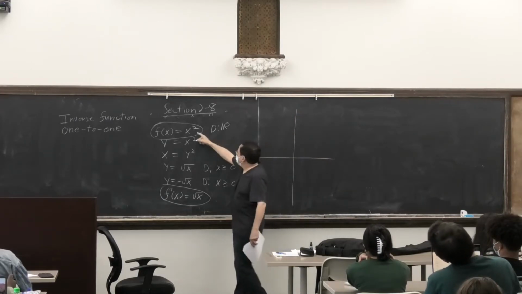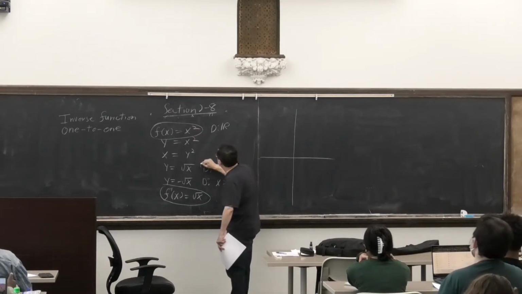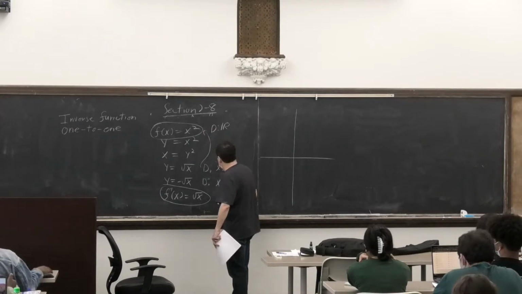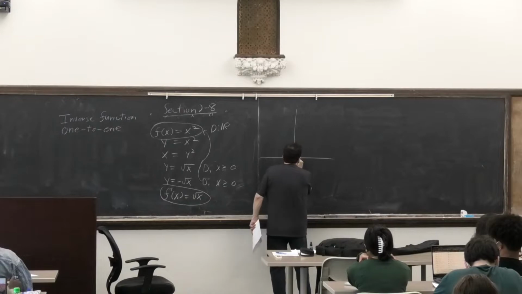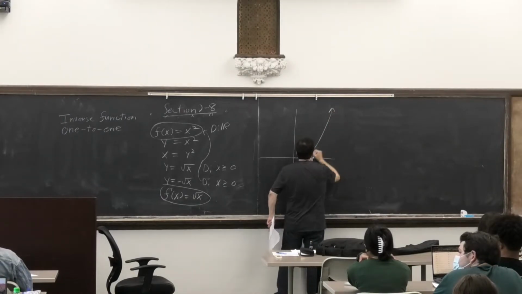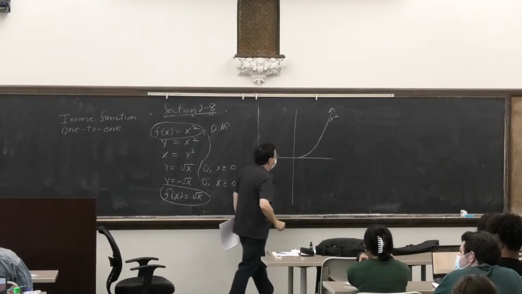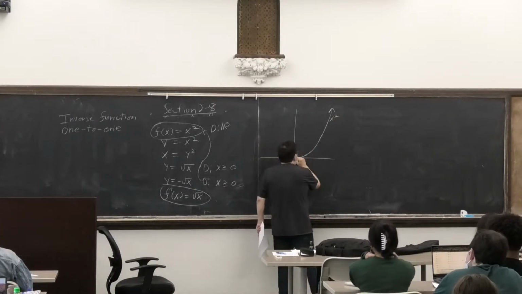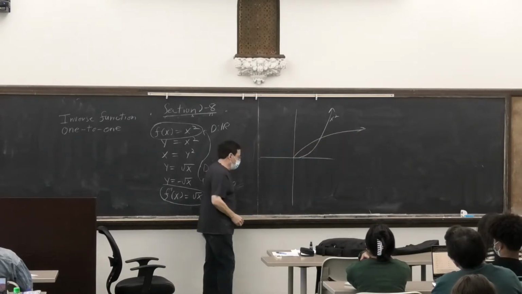Again, I'm restricting this domain here to x greater than or equal to 0. I guess I should make that clear. So square root of x kind of looks like this, and x squared kind of looks like this.